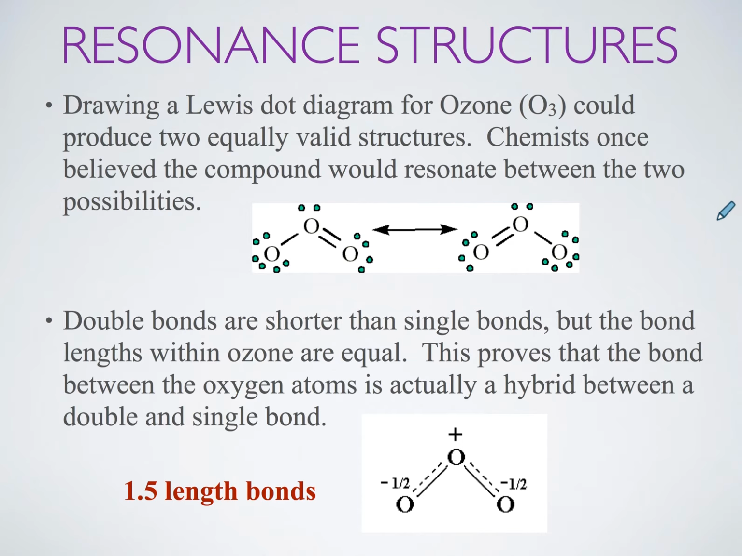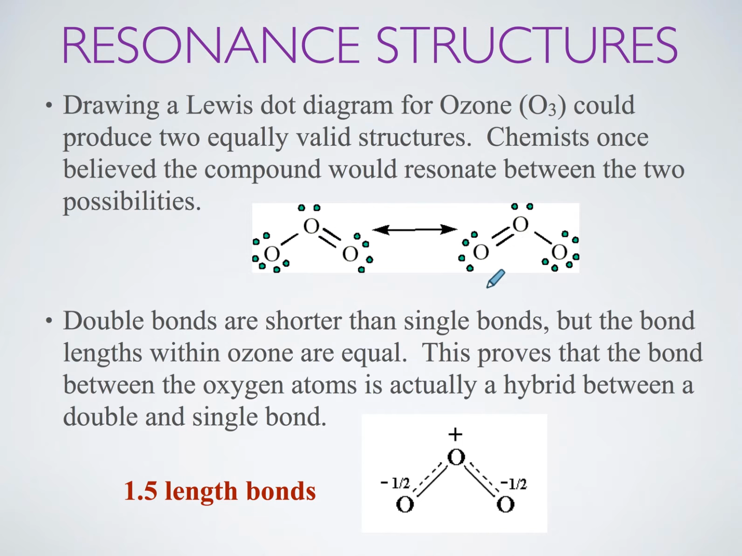Resonance structures are a type of Lewis dot diagram where it actually resonates between one of two possibilities. So for example, if I were to make ozone and have all three atoms follow the octet rule, I will need a double bond, but who's to say which side that double bond is on? I could draw it on the right, or I could draw it on the left.